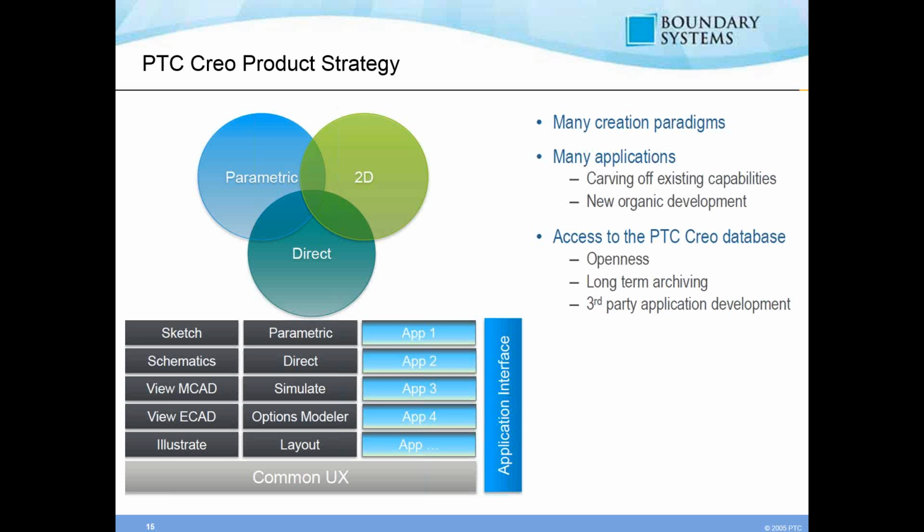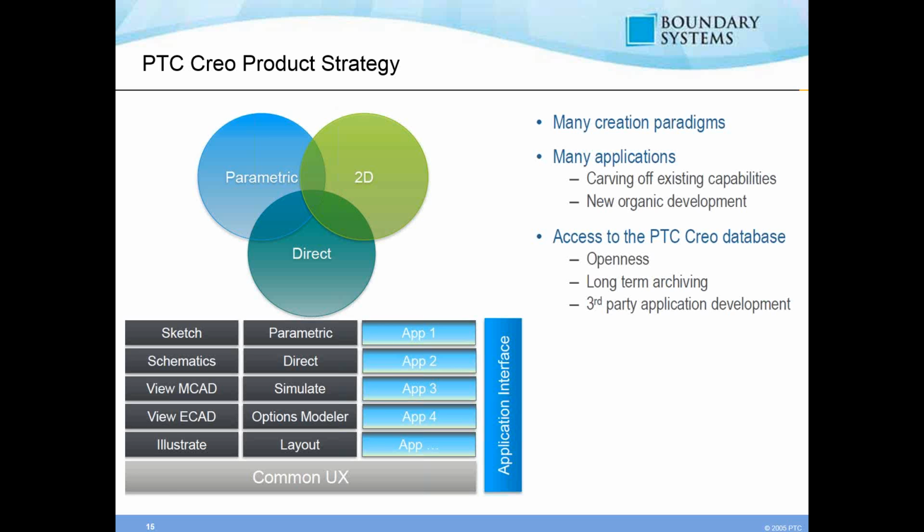But then there are other apps that will support additional creation paradigms. Creo Direct is a direct modeler as opposed to a parametric modeler. Creo Simulate is a standalone simulation app. Creo Schematics allows you to do 2D wiring diagrams and piping diagrams and things like that. All of these have a common user experience, and they work on a common data model. So you can work with your Creo Parametric data in Creo Direct and pass that back and forth seamlessly. And so that's the new direction.